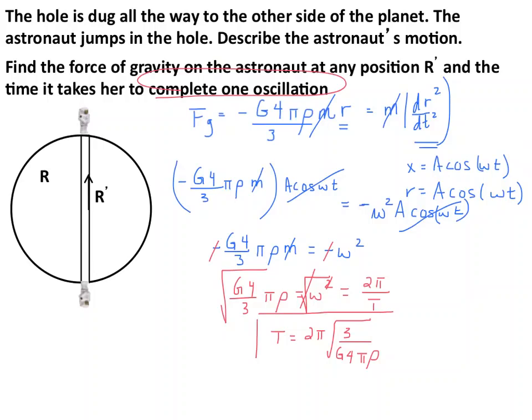This is the time it takes to complete one cycle. If you plug in all of your numbers, you should get a period of 4,492.9 seconds, which is about 75 minutes.